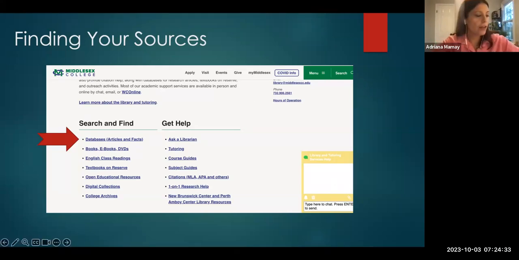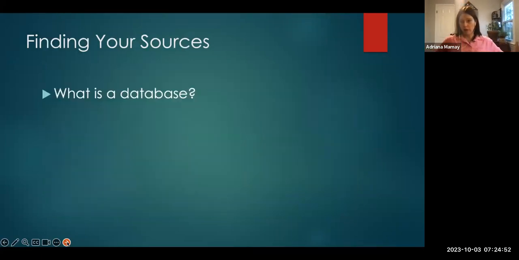I want you to find the search and find section, the first one that's there. In the search and find section, in the first line, click on databases, articles, and facts. So in the search and find section, you're clicking on databases, articles, and facts. I mentioned that we're going to use a tool to help you find your articles. And that tool is called a database.